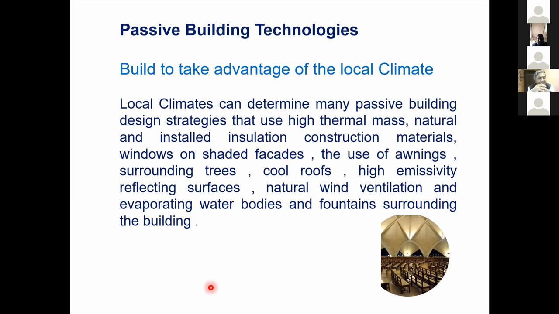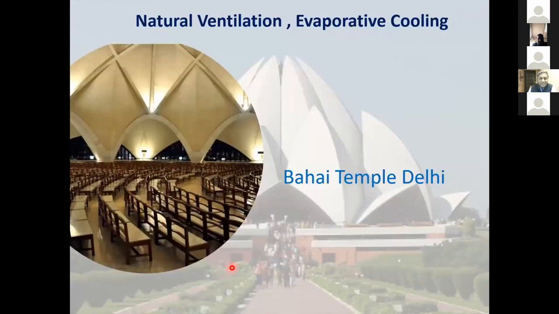It is also the design of the new buildings on the Central Vista, which will take advantage of all these things. And therefore, the building load comes down substantially. So this is the Bahai Temple in Delhi. Of course, it's a monument. It's not a commercial building. It's not a residential building. But it takes advantage of the big height difference to allow wind to be swept in by natural forces. And of course, there are trees, evaporative bodies, and all these things around. So it remains cool all through the summer.